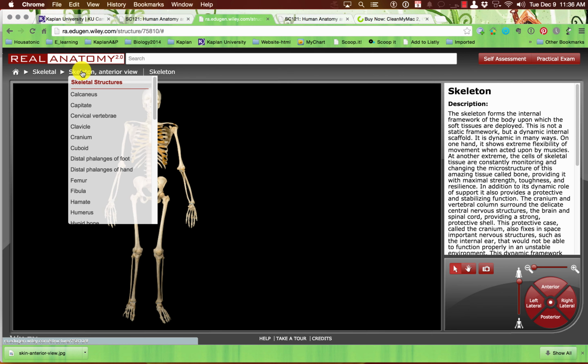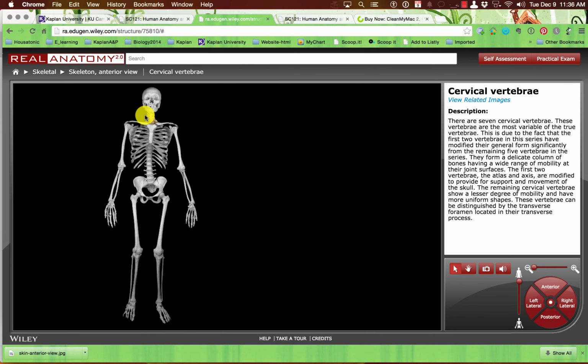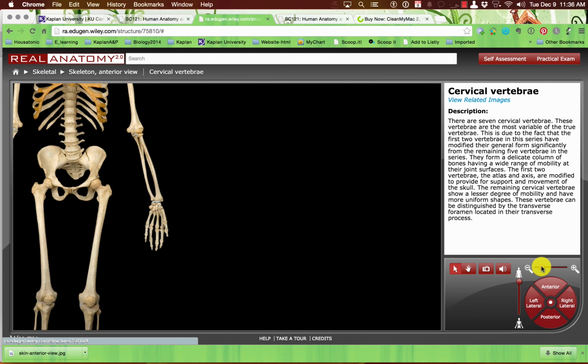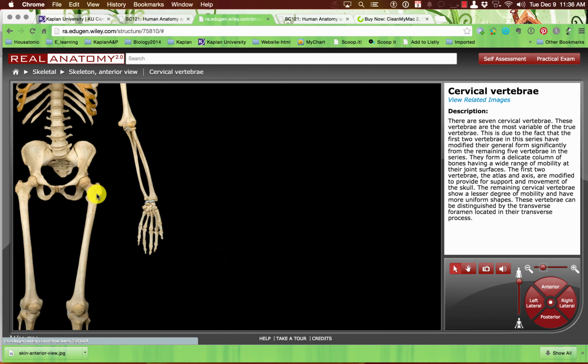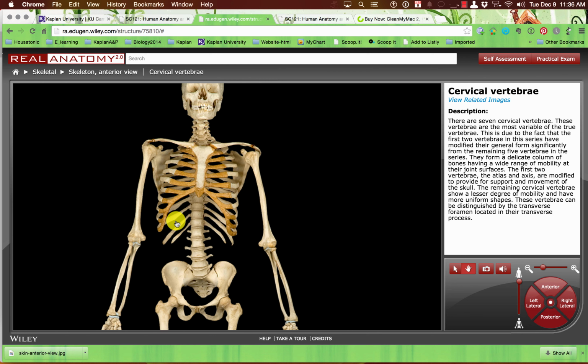I'm going to look at the cervical vertebrae, which is the neck, and you can see it's right there. It's not that good a view. We can't really see too much. So I'm going to move them around. I made it bigger. And right now we're looking at the cervical vertebrae, which is your neck. Okay, there's 7 bones there.